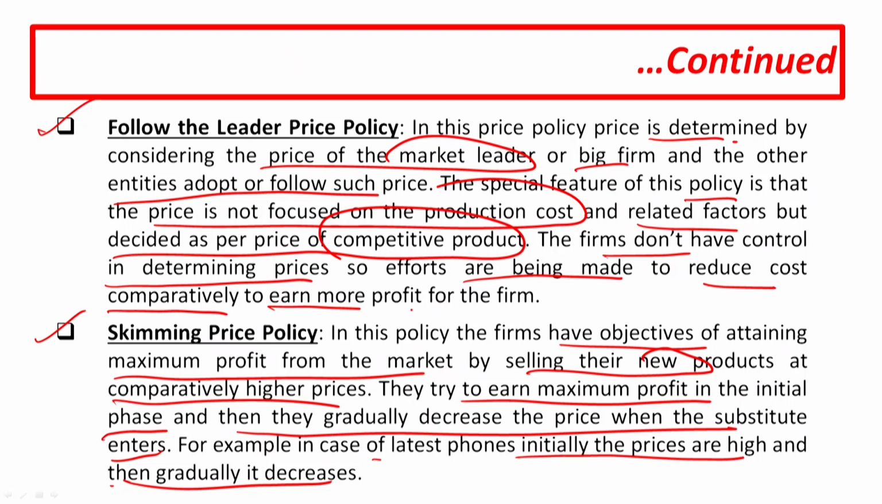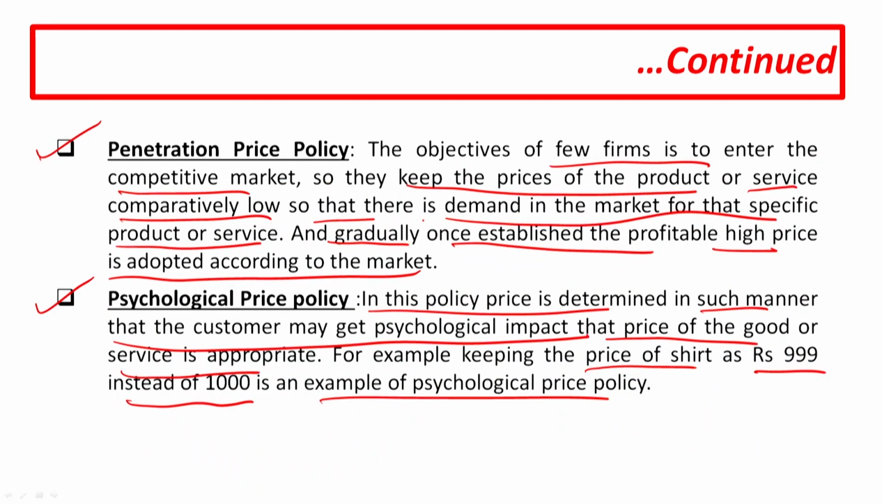In skimming price policy, it is basically for new products. In the initial phase, the price is kept higher and gradually it is decreased, as you are aware in the case of mobile phones. Penetration price policy, this is also for new products. In penetration, the price in the initial phase is comparatively low and gradually it is increased in the future. And psychological price policy, which means in this, the psyche of the consumer is considered. The example we have taken is, rather than keeping the price of 1000, we shall be keeping the price 999, because the consumer will feel that the price is below 1000.